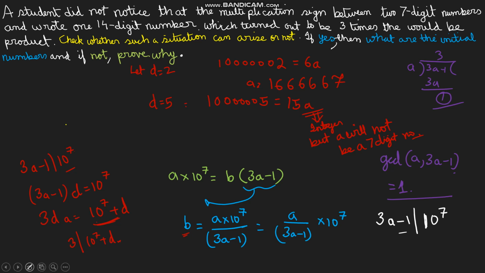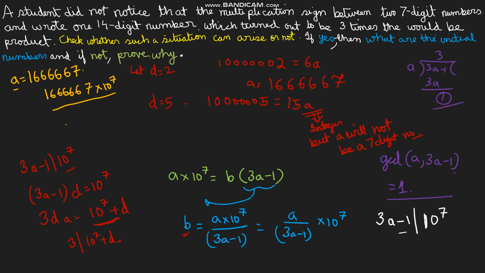So now I can conclude that a is just equal to 1666667. This is the value of a. So, what is b? B is 1666667, right? Okay, sorry, I've done one more 6, yeah. 6, 7 into 10 to the power 7 divided by 3 times this thing minus 1.